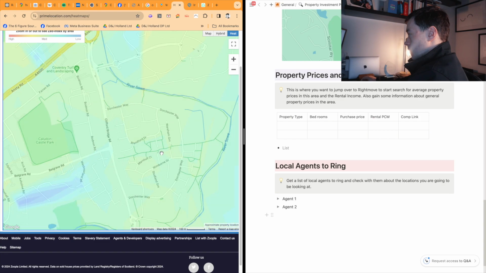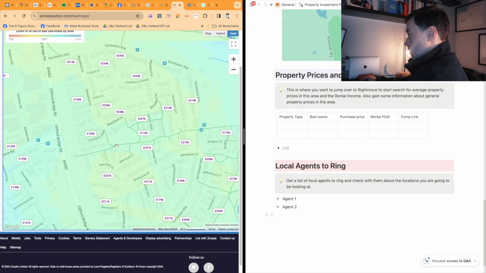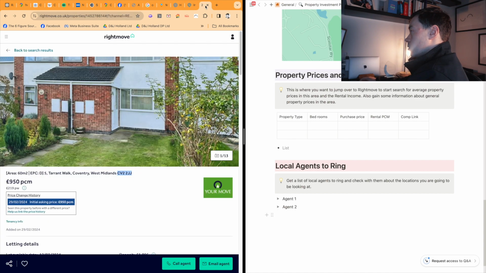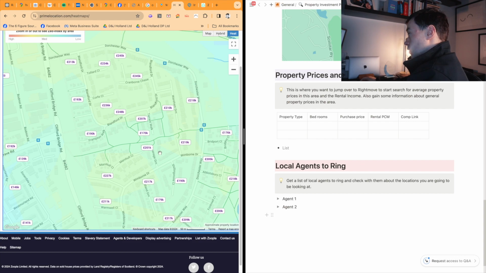Down here, I think. There we go, that's us, isn't it? Tarrant Walk, is that us? Tarrant Walk, correct. So this feels a bit better, 170-ish. So let's get a little snapshot of that. This area might be a good area for us.